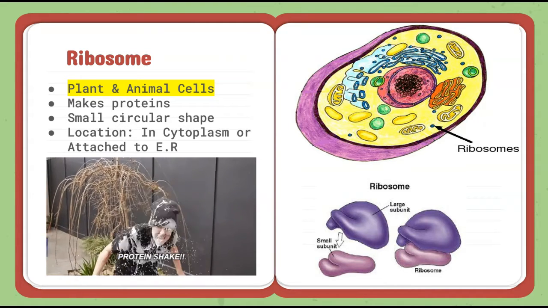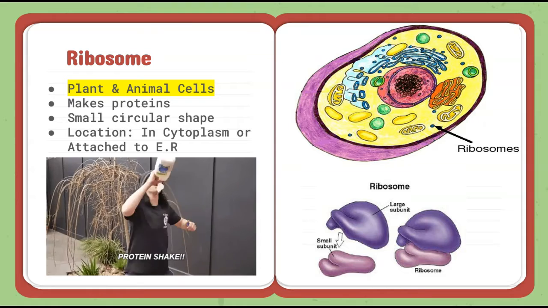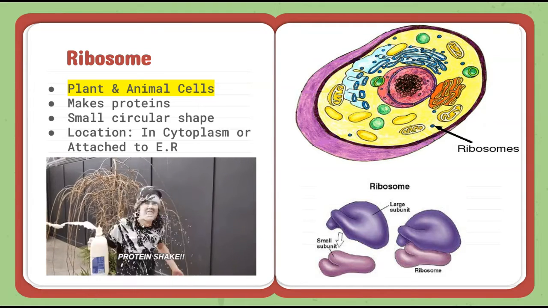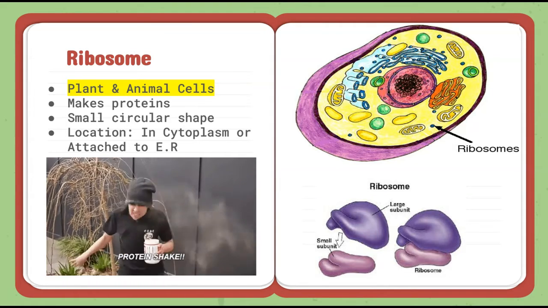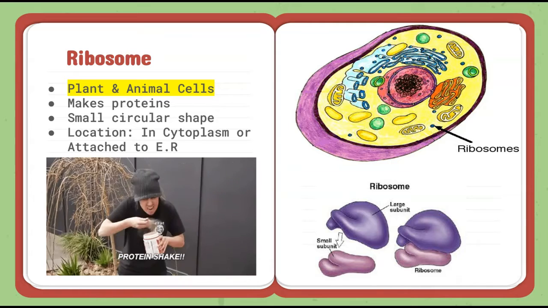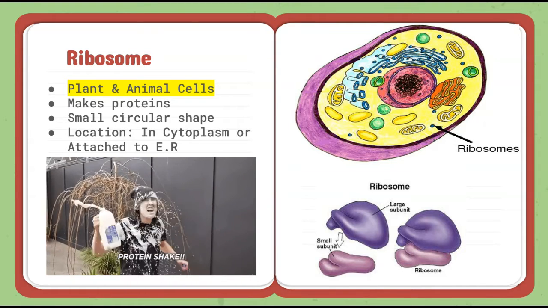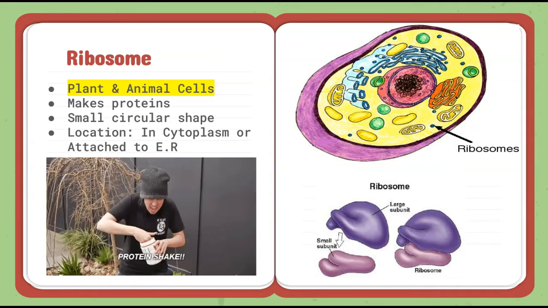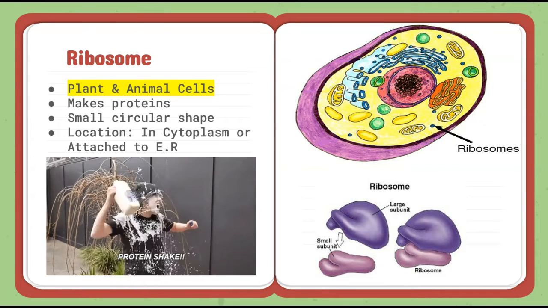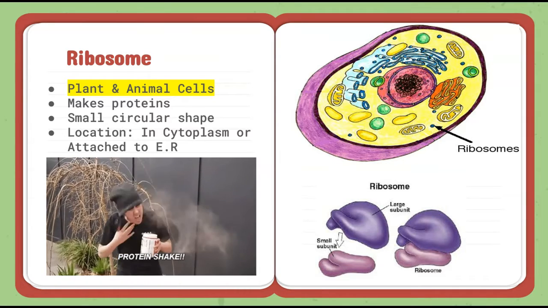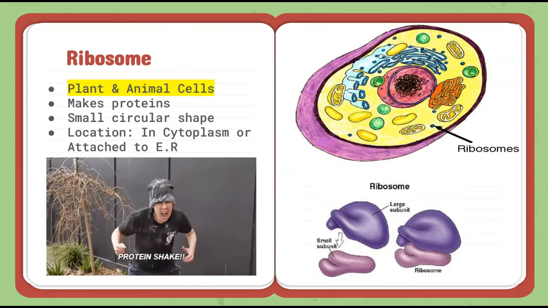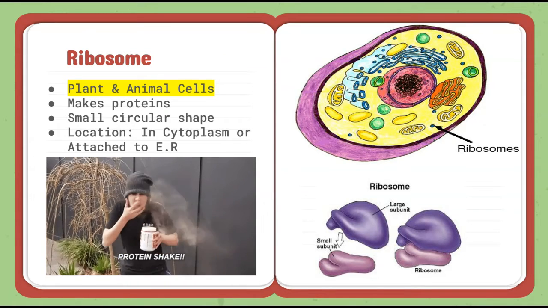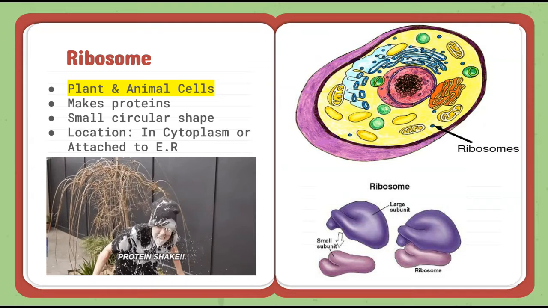Sometimes in drawings they're so small that it's hard to tell if the label is pointing to the cytoplasm or to a ribosome. But typically you'll see the tiny little dots, and those are the ribosomes. And that young man right there in the GIF enjoying some protein kind of summarizes what the role of the ribosome is.